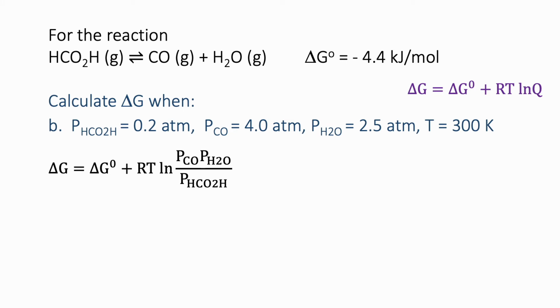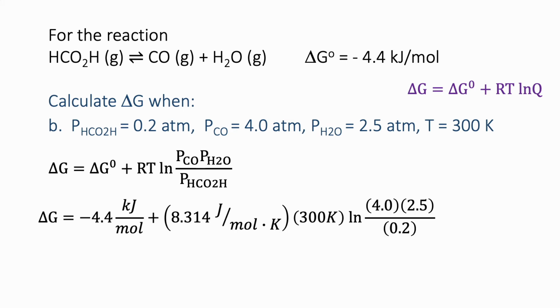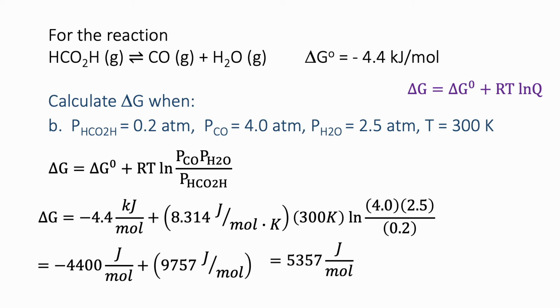Here again is the formula that we came up with earlier that includes our expression for Q. Let's plug in those numbers, and you can see that we get a completely different value for that second adjustment term. That gives us a delta G value for this system of 5,357 joules per mole. Let's just call that 5.4 kilojoules per mole.